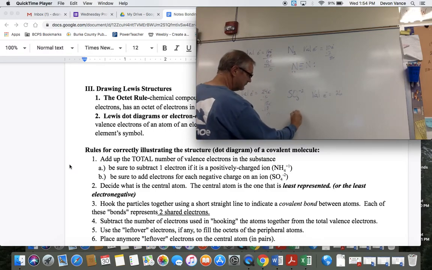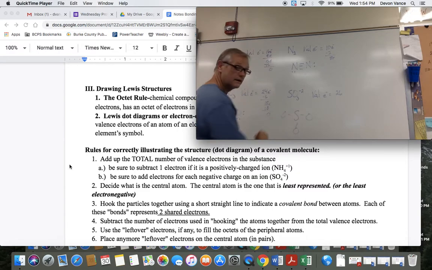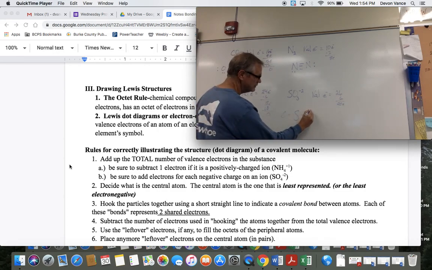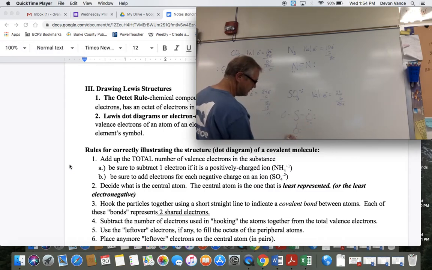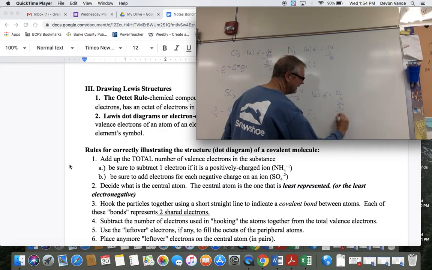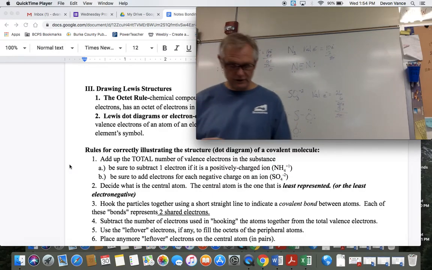So this time, it still looks the same. I'm setting it all up. And then I have 2, 4, 6 used. I have 20 electrons left. 1, 2, 3, 4, 5, 6 around each of the three oxygens. I've used 18 electrons. That means that I have 2 electrons that I've not used yet.